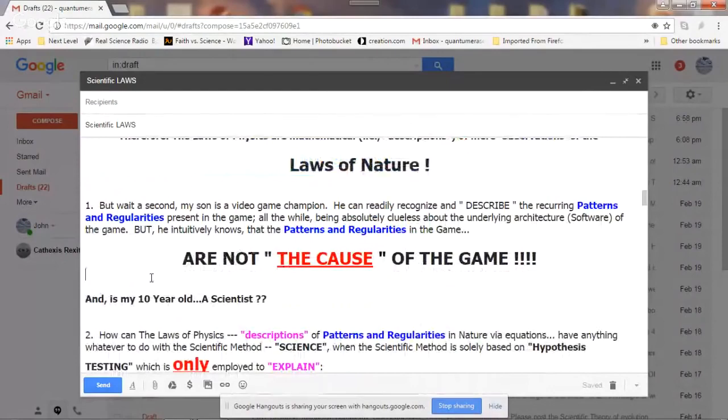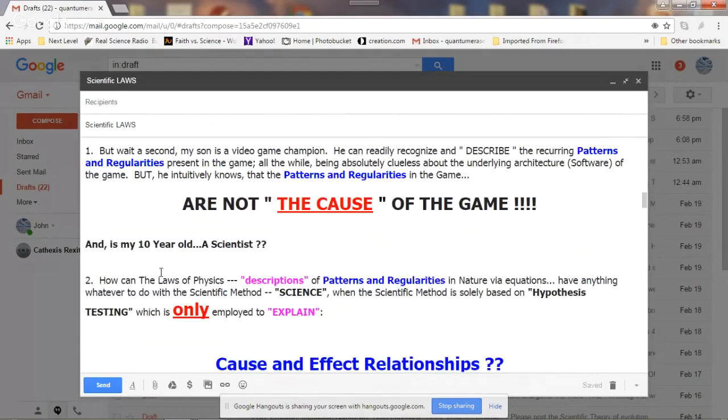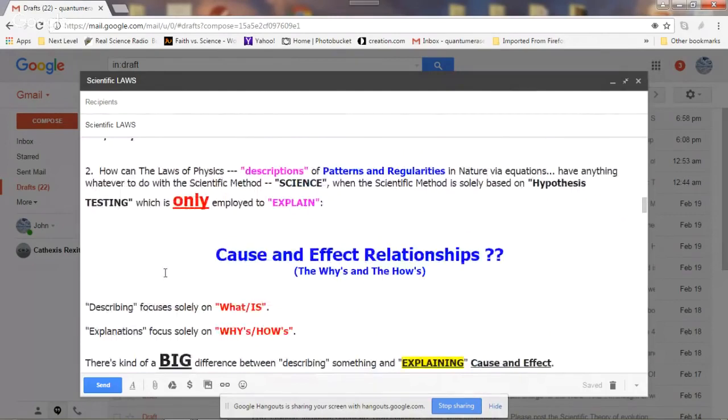But wait a second. My son is a video game champion. He can readily recognize and describe the recurring patterns and regularities present in the game, all the while being absolutely clueless about the underlying architecture or the software of the game. But he intuitively knows that the patterns and irregularities in the game are not the cause of the game. And is my 10-year-old a scientist? I don't think so, not yet.